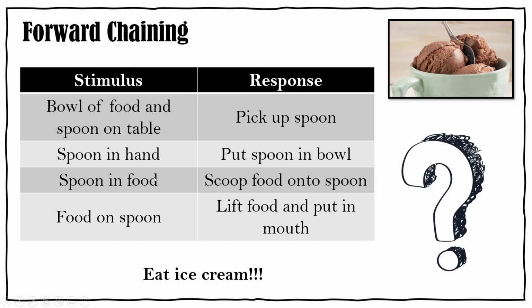So let's go back to our ice cream example. In this example, you would teach this first step. So you would be prompting the bowl of food on the table, the spoon, and picking it up, and you would fade your prompt. So you would teach this step first, and then you would prompt all the other steps. So you would start to fade out your prompts for this first step until the kid is independently picking up the spoon. And then you prompt the rest of them. So once he's reliably picking up the spoon, then you're going to fade the prompts for putting the spoon in the bowl until he's independently putting the spoon in the bowl. And so you teach it going forward, just like that.